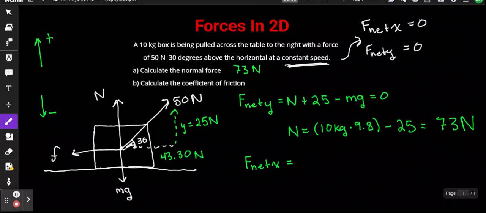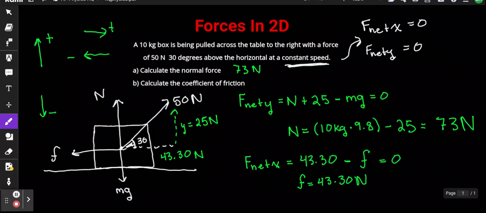So if we take right to be positive and left to be negative, this is going to be our F net x equation: 43.30 minus the force of friction is equal to 0. And it's equal to 0 because once again we're moving at a constant speed, meaning there's no acceleration. Rearranging for friction, we get friction as 43.30 newtons.